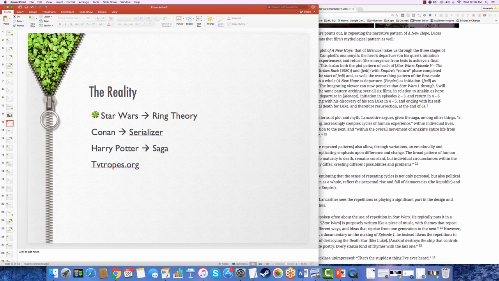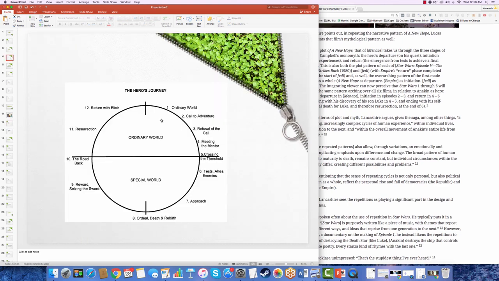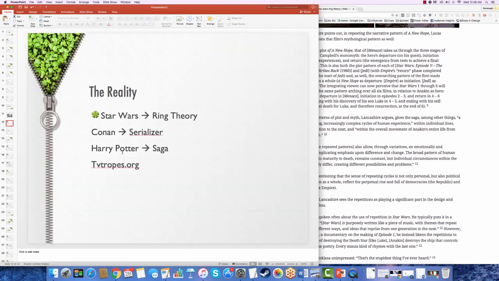Harry Potter is an example of what I would call a saga. A saga is a hero's journey, but it is extended over a long period of time and it goes through multiple iterations. So it doesn't look like this circle anymore. It starts to look like a chain link fence. It starts to look like a Celtic knot. And the reason for that is because it adds complexity, it adds emotional attachment to everything, and it allows you to sink yourself into the story.